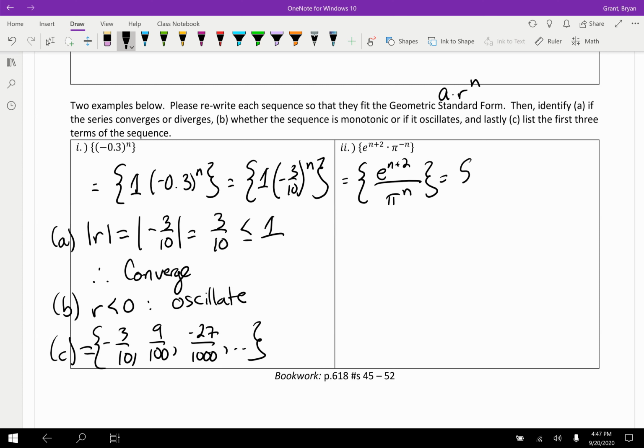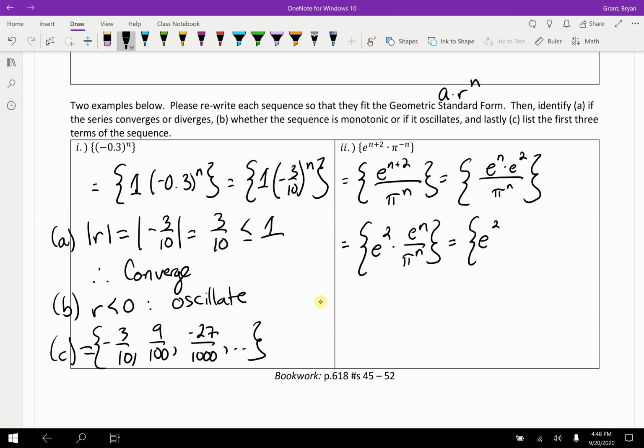And then we can go a little bit further. We could say that this is e to the n times e squared divided by pi to the n. Right? We can split exponents that are adding. And we can even go a step further. I could rewrite this as e squared times e to the n over pi to the n. And even one step further, don't forget that if you have multiplication or division all to a single power, you can factor that power out. And look, I think we have a geometric series. We have a e squared that's hanging out front, and then we have our ratio in between.